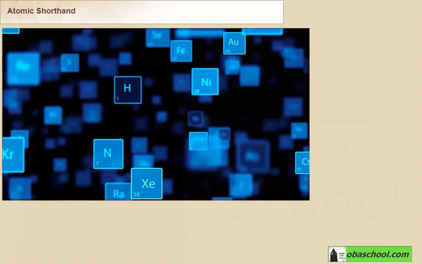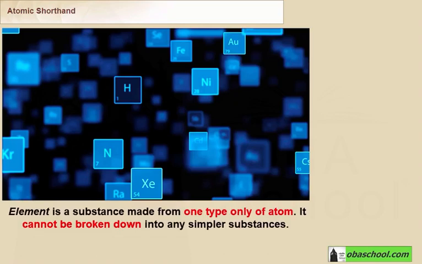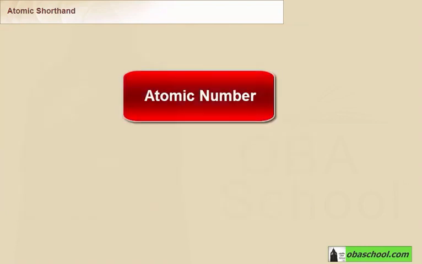Each element has its own unique atomic number. But first of all, what is an element? Well, an element is a substance made from one type only of atom. It cannot be broken down into any simpler substances. So an atomic number is like an ID for each element. You can never find two elements that have the same atomic number.